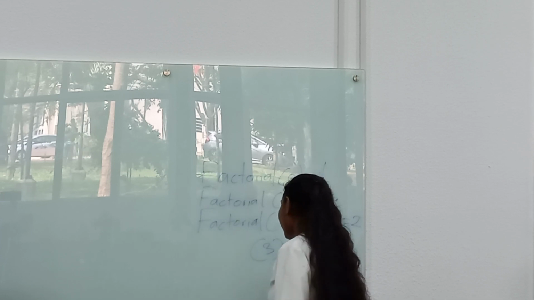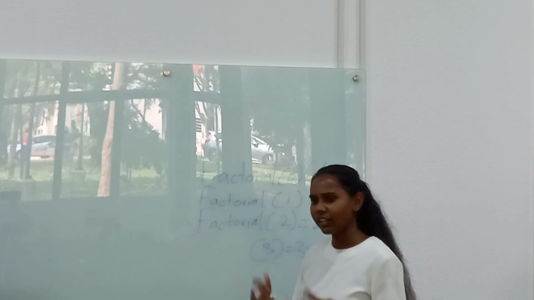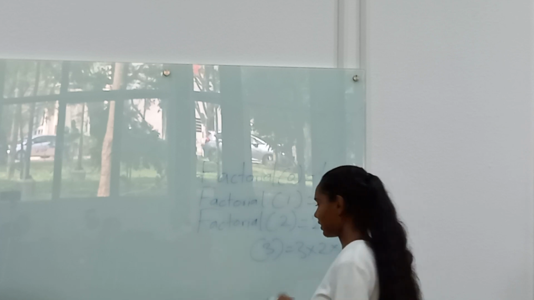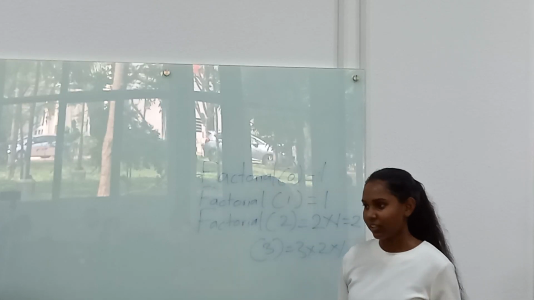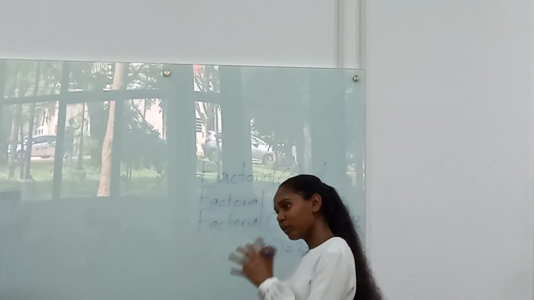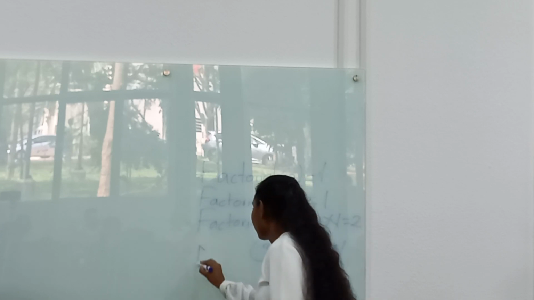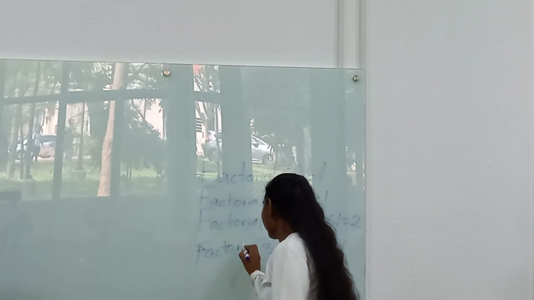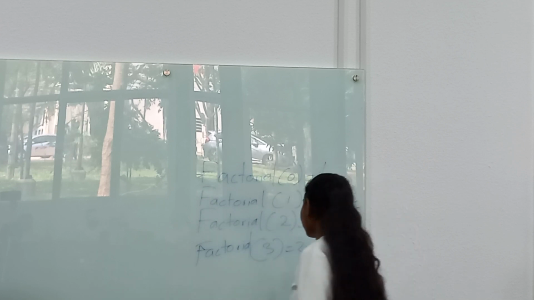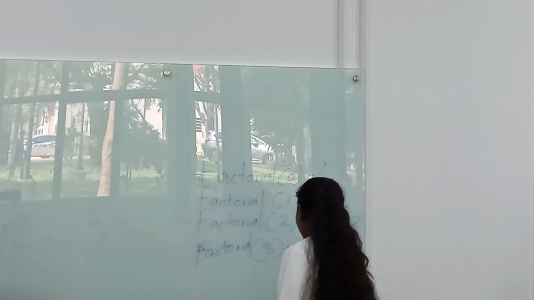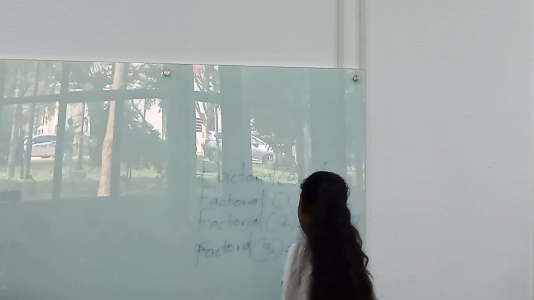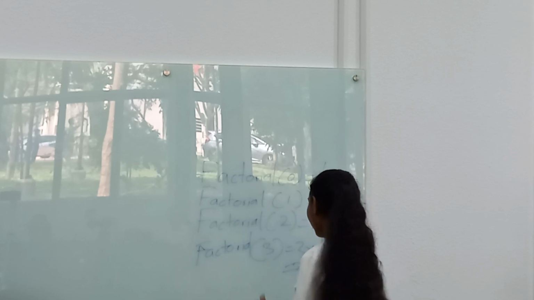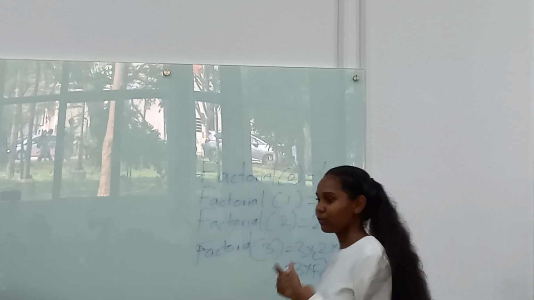So can we write this 3 into 2 into 1 in another way? Can you guys think of something? How can we express this in another way? Like, can we break it down into a smaller problem? So we can also write this as 3 into, so I can write this part as factorial of 2. Do you agree? Because 2 into 1 is the factorial of 2. So I can write factorial of 3 as 3 into factorial of 2.